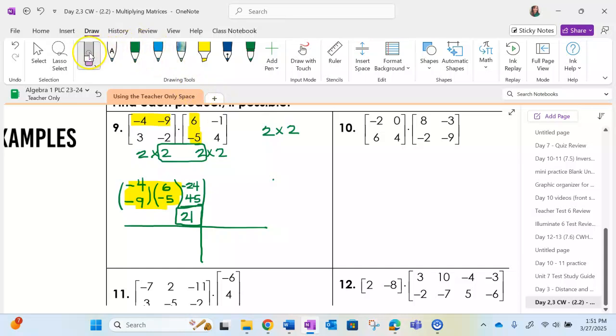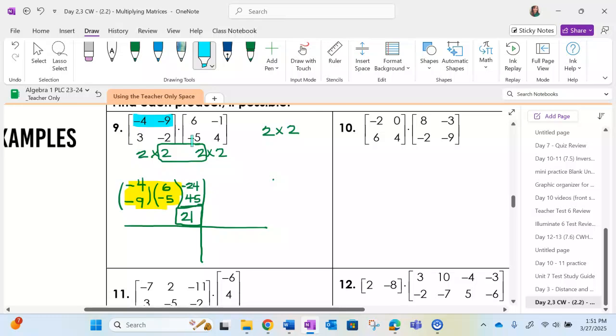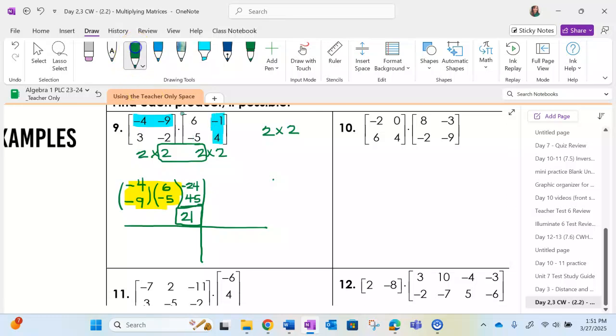Now, let me erase. And now I'm going to choose a different color for the next one. So I'm going to choose now row 1, column 2. That's in here. I'll highlight it in a minute. So I'm going to write these down again, just like this: -4, -9 times -1 and 4.